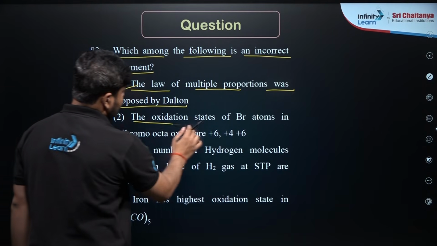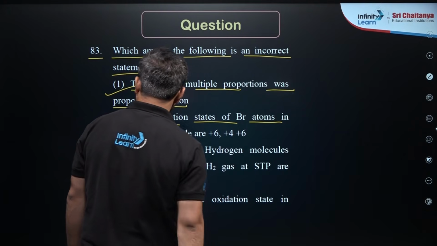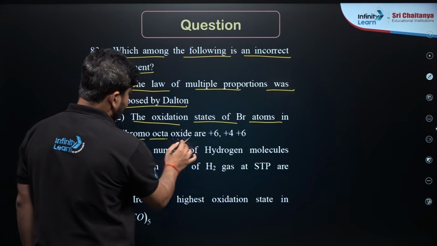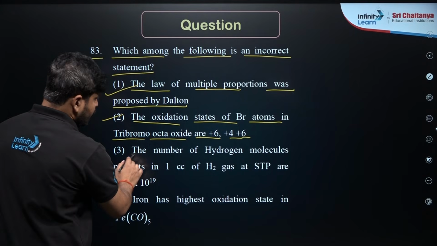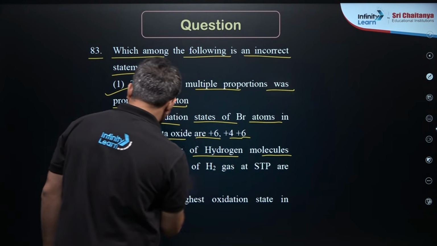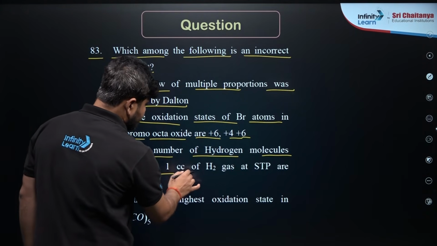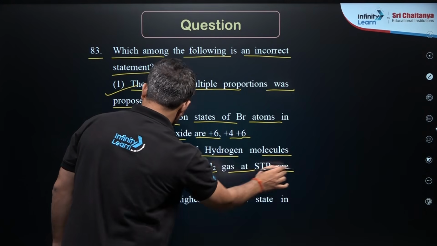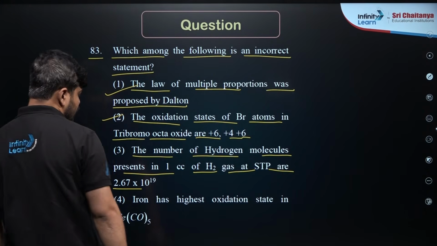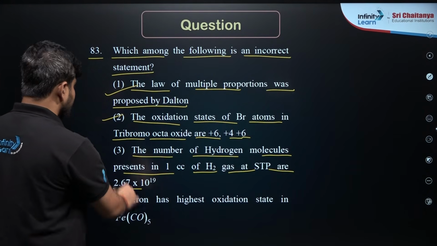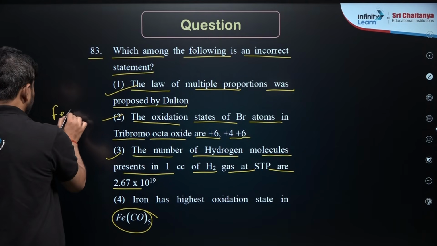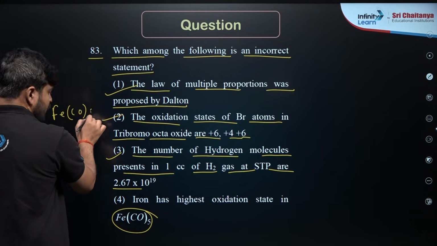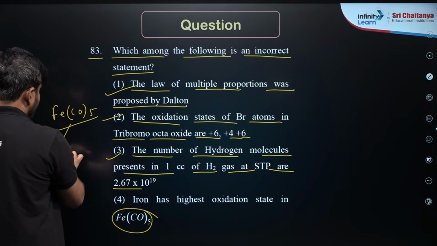The oxidation states of the Br atoms in tribromine octaoxide are +6, +4, +6. This is also okay. The number of hydrogen molecules present in 1 cc of H2 gas at STP is 2.67 into 10 to the power 19. Yes, this is also correct. But here, if I check Fe(CO)5, what they are asking is the oxidation state, it will come 0 only.